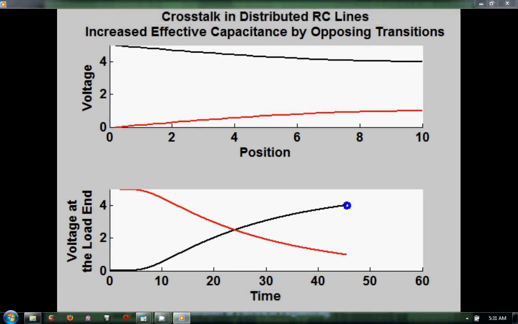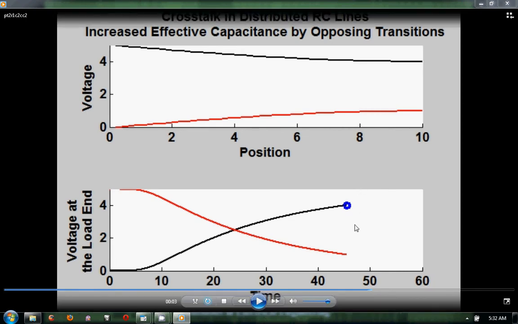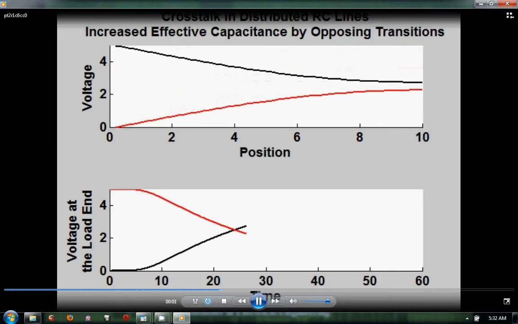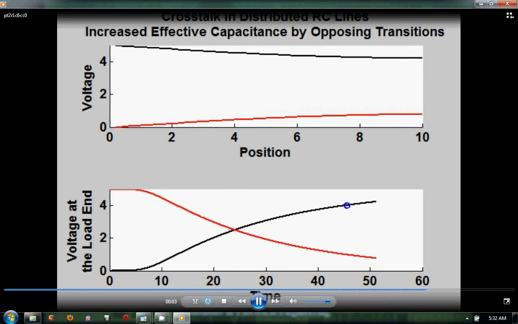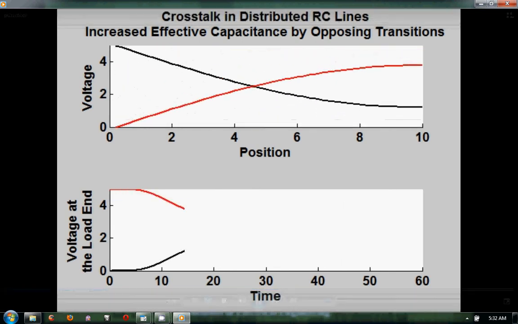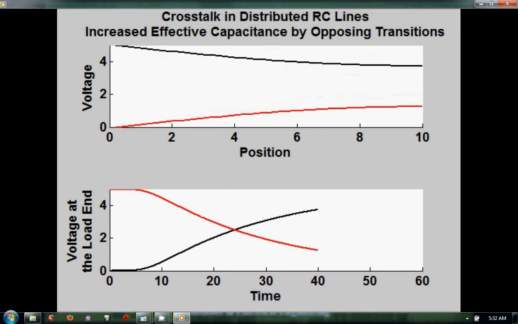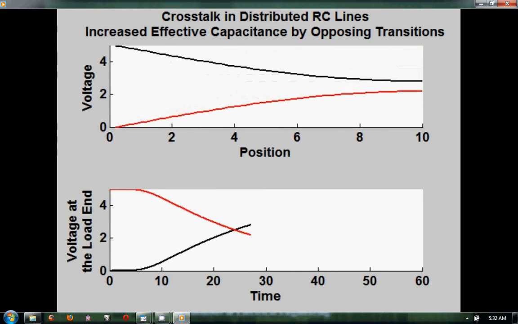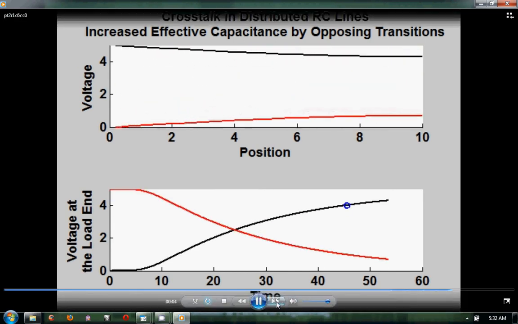Here we can see it takes about 46 time units to cross the threshold. Now, if C is 3 times what it used to be and C sub C is 0, the effective capacitance should be the same. This simulation supports this hypothesis because it takes the same amount of time to cross the threshold of 46 time units.